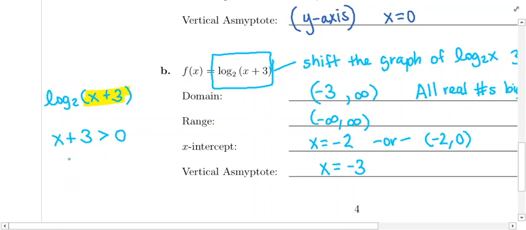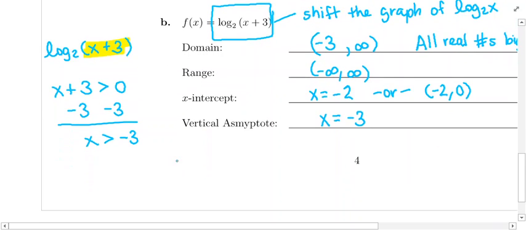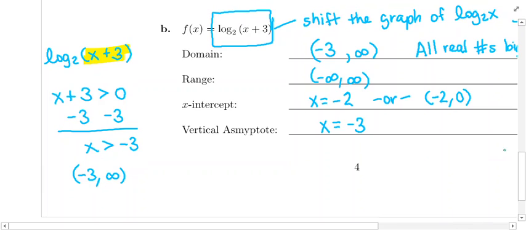You're going to set it strictly greater than 0 and solve. So I'm going to subtract 3 from both sides. No flipping involved because I'm subtracting. Your x values have to be bigger than -3. That's -3 to infinity. That's what we got from the picture.